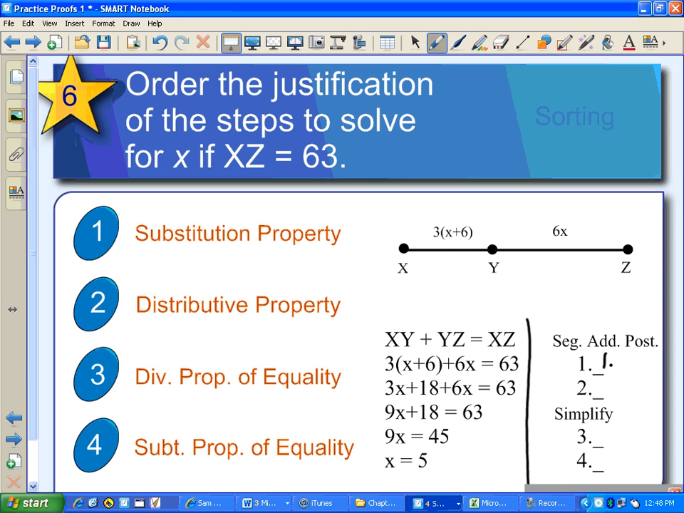The next step I took is I distributed. I distributed this 3 inside here to get my next statement. I'm using the distributive property. Then I simplified. Then I subtracted from both sides. Subtracted 18 from both sides. That's reason number 4 over there. And then I divided both sides. That's reason number 3 over there.